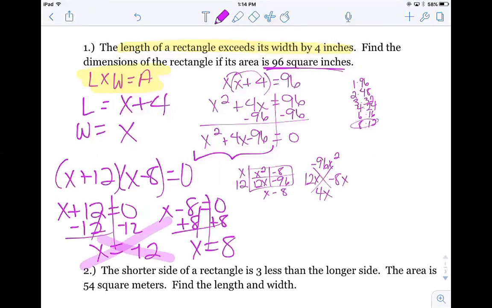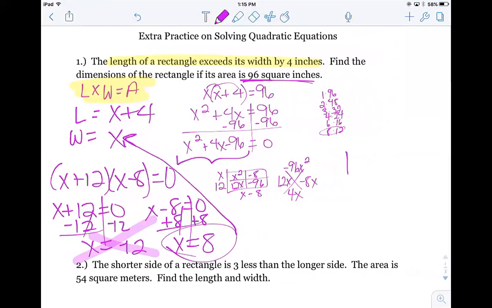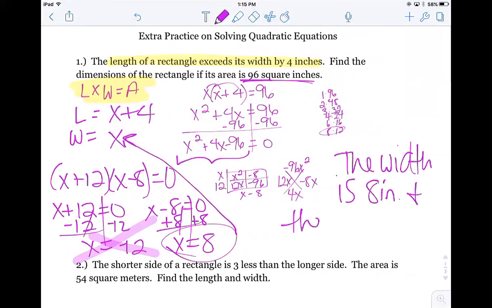So that means that x equals 8 is going to be our answer, and we're going to plug it back in. So that's going to give us our width. So we'll say the width is 8 inches. I'm going to abbreviate with IN. And the length is, and then to find that, what we're going to do is plug our 8 back in here and take 8 plus 4 to get 12 inches.